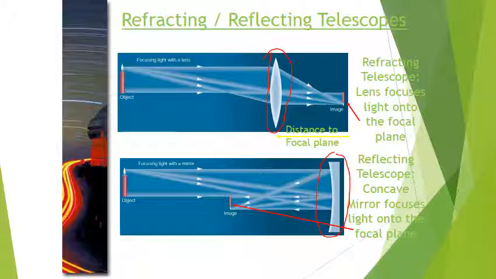And here's some terminology of what's called the focal plane. The distance between the center of the lens and where that lens focuses the light, which is what we call the image, is called the focal length.